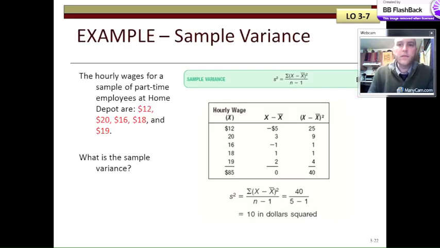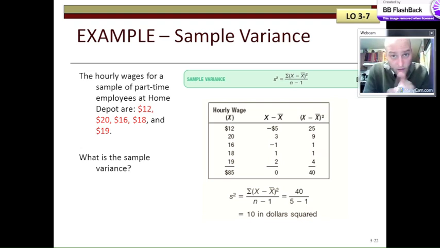Here is an example of how you would calculate this if you wanted to do it by hand. For example, say here are 5 hourly wages for employees at Home Depot and we wanted to calculate the sample variance. We would use the sample variance formula up there and create columns. First of all, the deviations from the mean. We calculate the mean here to be 85 divided by 5, which is 17. So if our mean is 17, we have this column of deviations, x minus x bar. Now, x minus x bar gives us minus 5, 3, minus 1, 1, and 2. We add all those up and we get 0. The sum of our deviations is always 0.